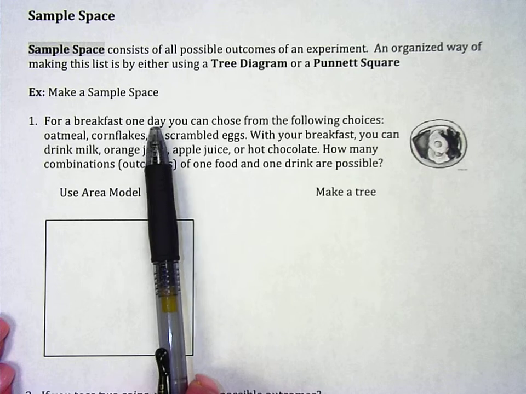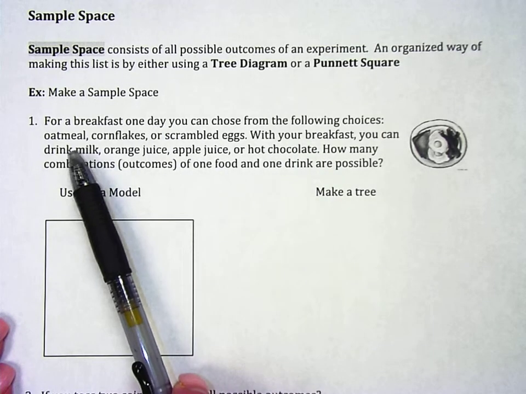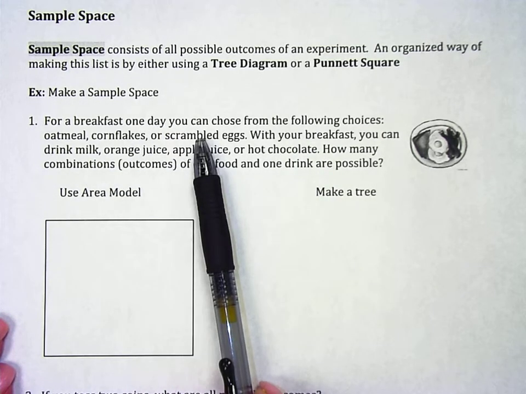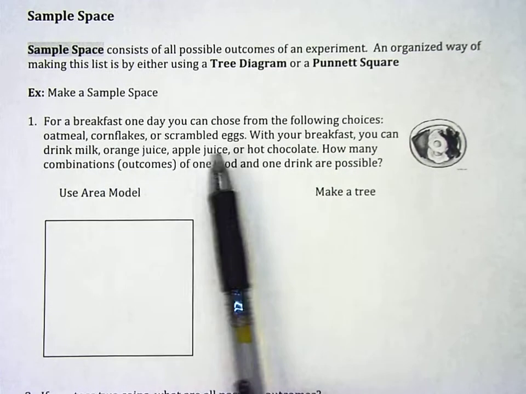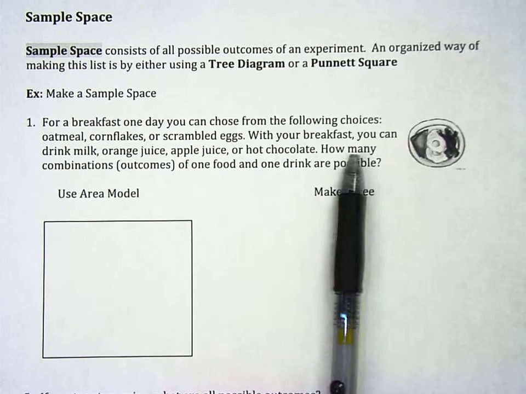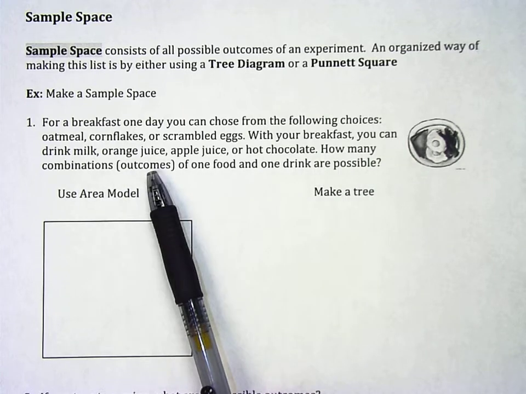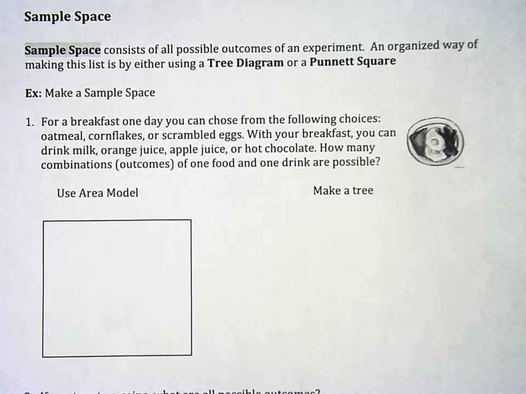For breakfast one day, you can choose from the following choices: oatmeal, cornflakes, scrambled eggs. With your breakfast, you could then choose milk, orange juice, apple juice, or hot chocolate. How many possible combinations or outcomes of food and drink are possible?